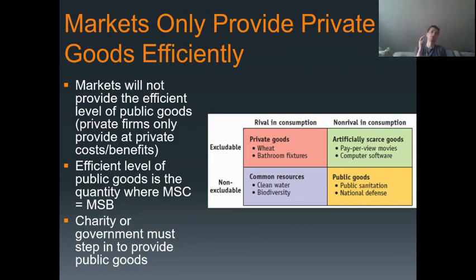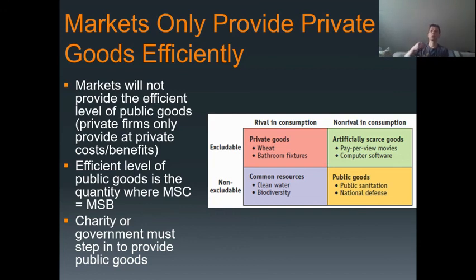The other two that might show up are artificially scarce goods, which are excludable but non-rival, and common resources, which are non-excludable but rival in consumption. Now, the reason why these are types of market failures is because charity or government must step in to provide the socially optimal level, or they must regulate because something will occur that doesn't actually benefit everybody.